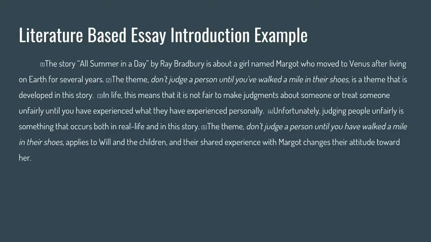This one's for All Summer in a Day. You're going to notice right away we have the title, we have the author, and we have a brief background of this information here. Sentence 2 goes into the theme, so we know that this essay is going to be about a theme, and this person's explaining what theme means and then connecting it to the text. And then sentence 5 here is their thesis statement. We know right away that they're going to be talking about don't judge a person until you walk a mile in their shoes, and it's going to be applying to various characters in the story.